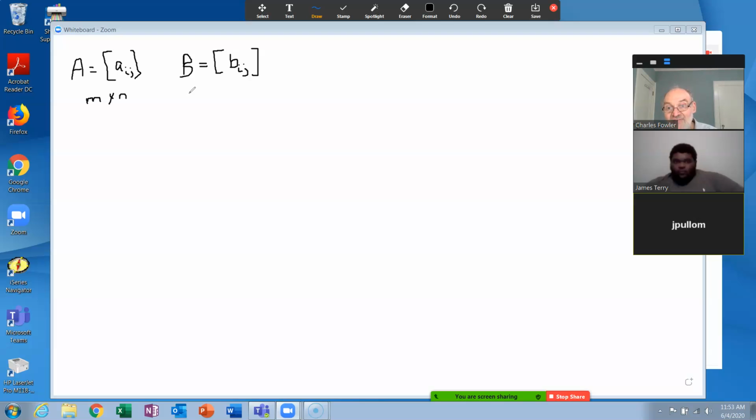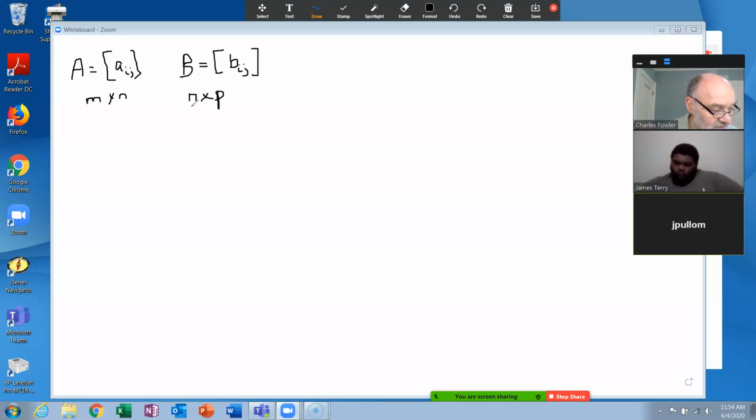But if B is an N by P matrix, what's required is that the number of columns of A must equal the number of rows of B. If that's the case, you can multiply. If it's not the case, you can't. Even though M by N is the same as M by N, no, you can't multiply them. You could add them, you could subtract them, but you can't multiply them. To multiply, the number of columns of the first must equal the number of rows of the second.